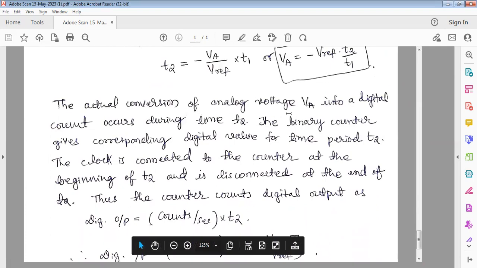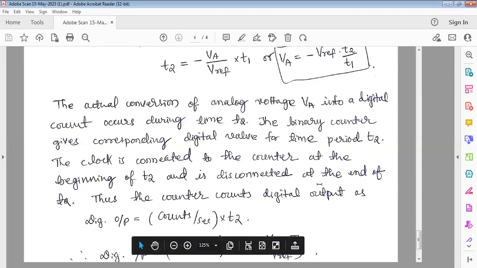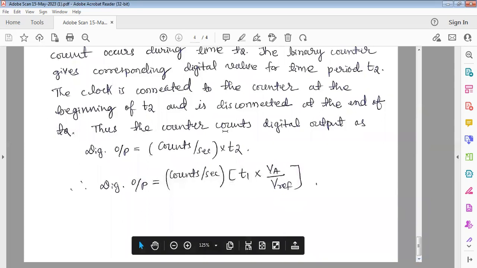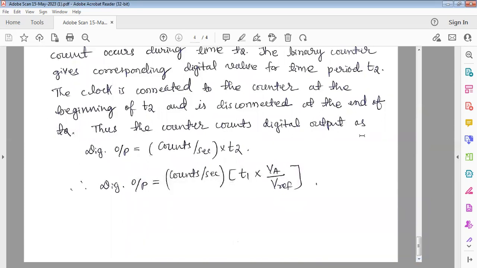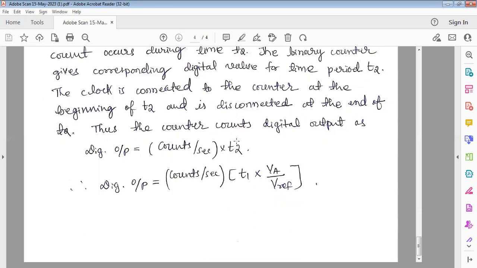So what happens? The actual conversion of the analog voltage VA into a digital output occurs during the time period T2. The binary counter gives the corresponding digital value for time period T2. The clock is connected to the counter at the beginning of T2 and is disconnected at the end of T2. Thus, the counter counts, and the digital output is equal to counts per second into T2. This time period T2 is written as T1 into VA upon V reference.